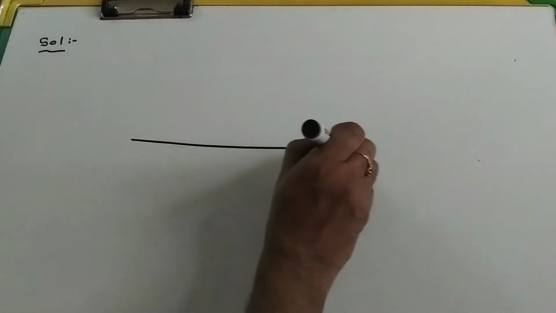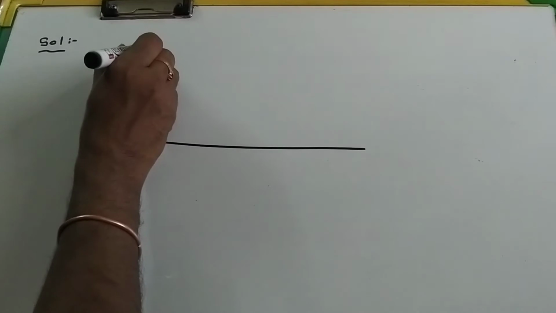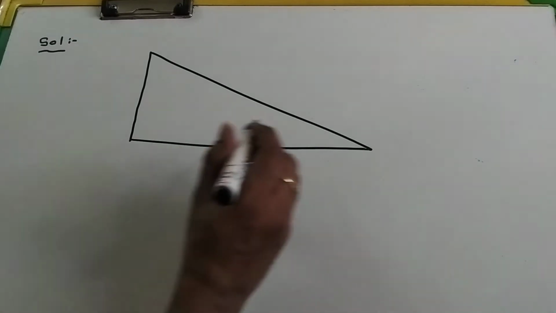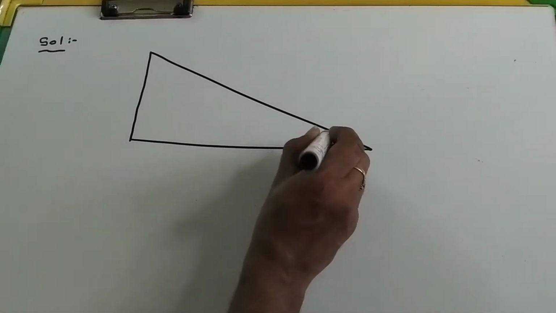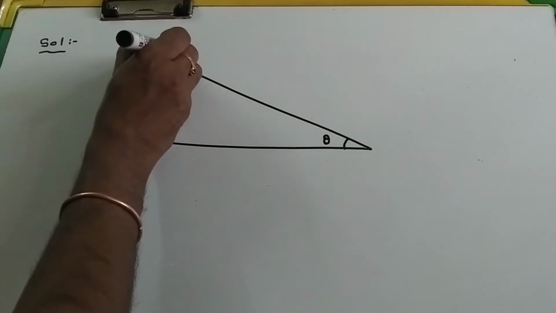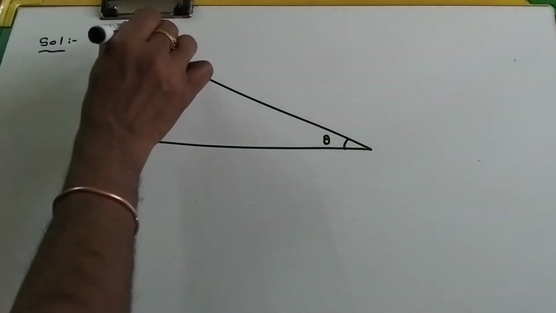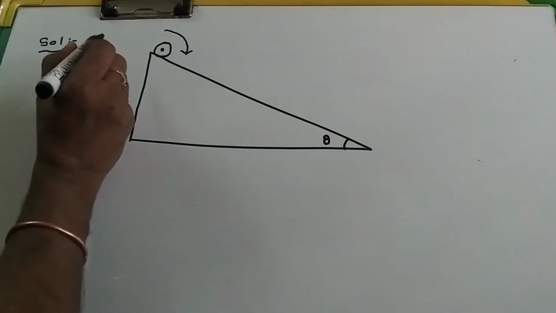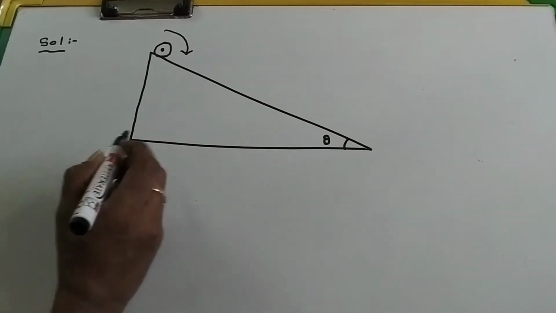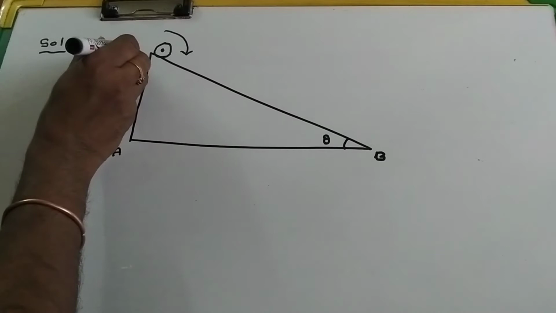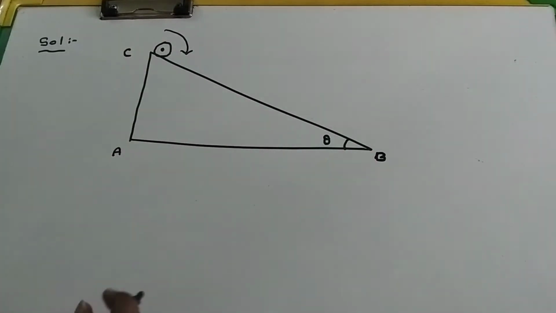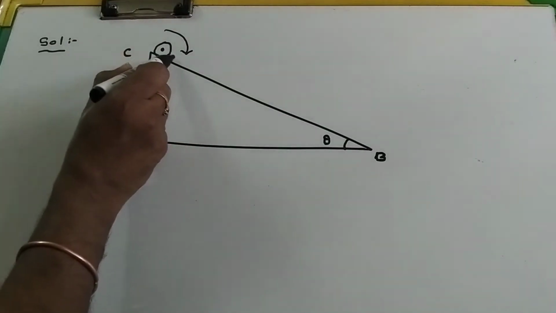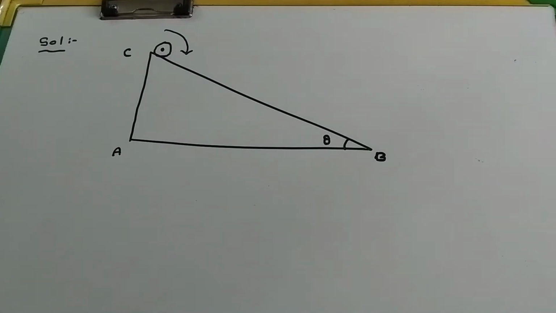Take an inclined plane here. The angle is theta. A body is here. This is its center. The body is rolling downward. When it is rolling downward from point C to B, it has two motions. One is rotatory motion. The second one is translatory motion. So now we have to calculate both.